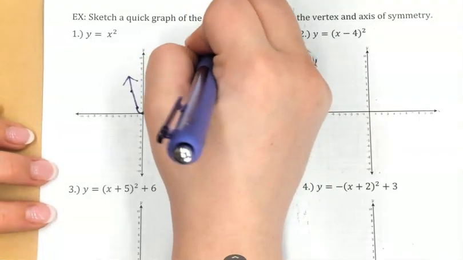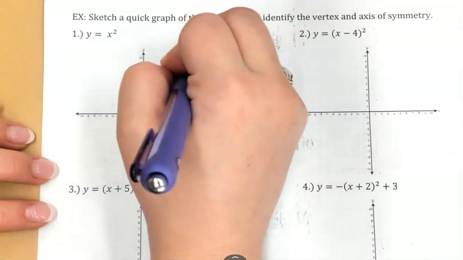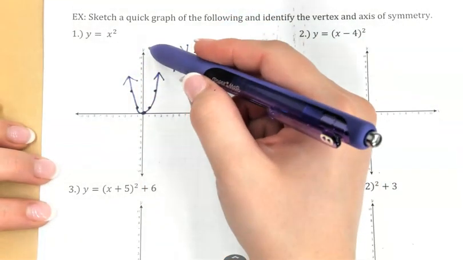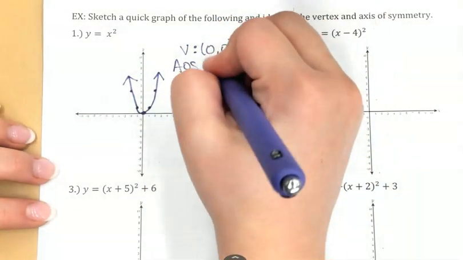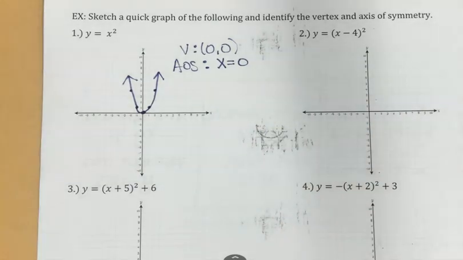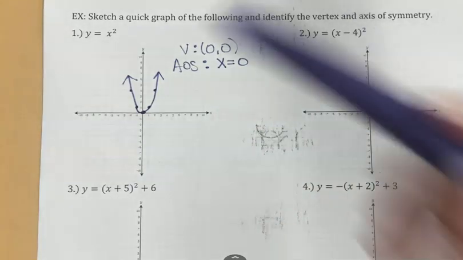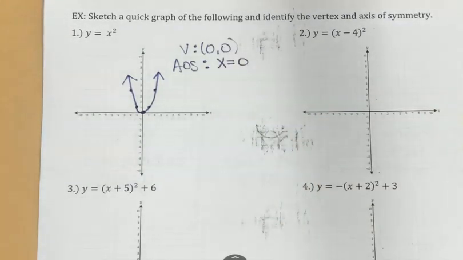My vertex is at 0, 0. And my axis of symmetry, again, that's the vertical line that goes through your vertex, is at x equals 0. The equation of a vertical line is x equals, my x coordinate here is 0.